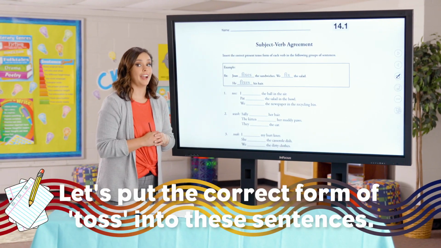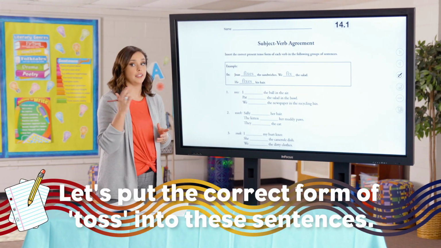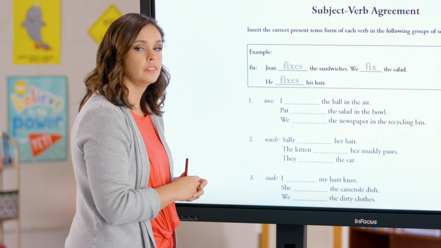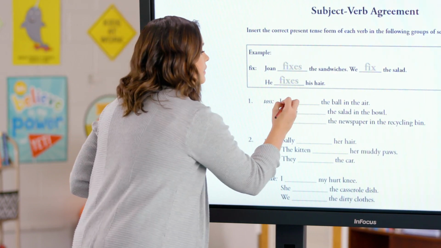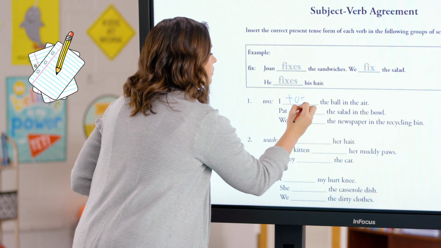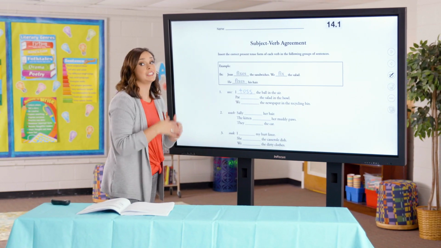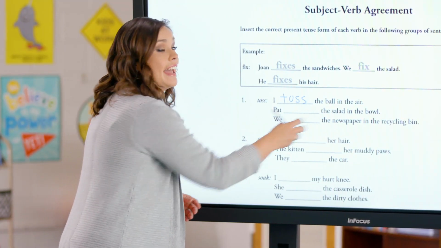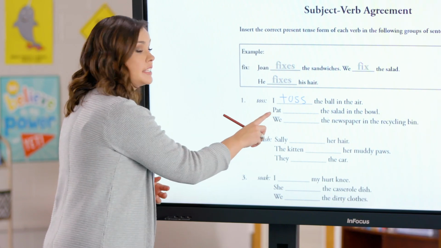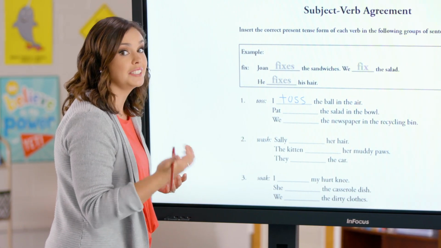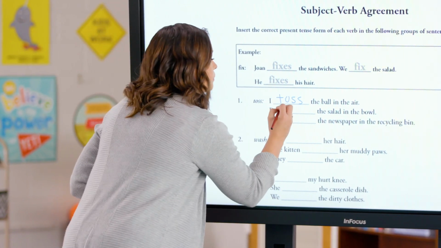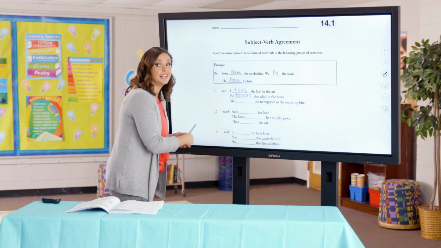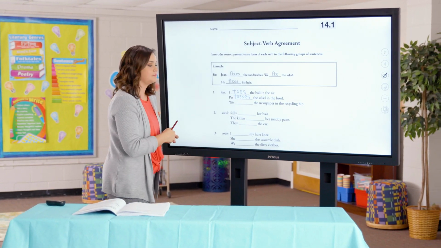Now it's our turn to practice. Let's put the correct form of toss into these sentences. I blank the ball in the air. I toss the ball in the air. Remember, each one of these is the present tense form of the verb. Pat tosses the salad in the bowl. Remember, because it's a he, she, or it, we add the suffix to the end of the action verb. And because it ends in s, we add es.